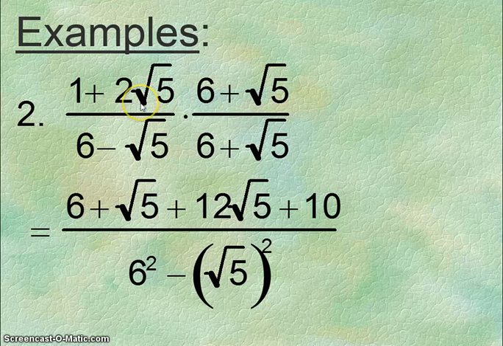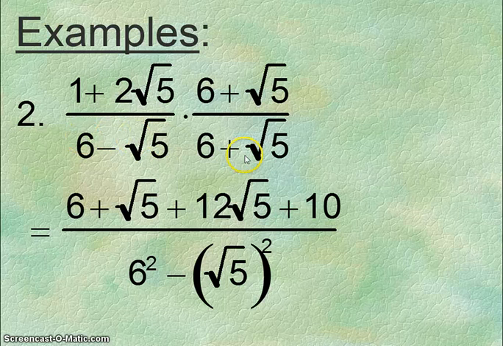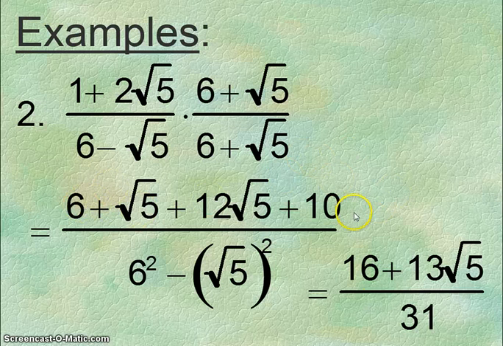Then we multiply 2 times square root of 5 times the square root of 5. Square root of 5 times square root of 5 is just 5, so it's 2 times 5, which is 10. That's where this number is coming from. Now when you multiply by a conjugate, the middle term disappears, and that's why you can quickly go to 6 squared minus square root of 5 squared, which gives you the 6 plus the 10 is 16. 1 square root of 5 plus 12 square root of 5 is 13 square root of 5. And 6 squared is 36 minus 5 is 31. And that's where that answer comes from.